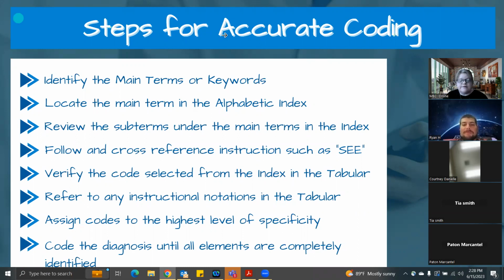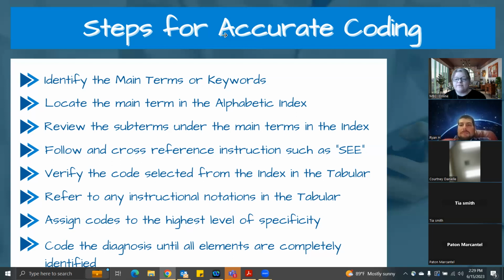All right, so very rarely is it going to be that exact code. That's why you don't stop at the alphabetic index. You never, never, never stop at the alphabetic index. Go to the tabular and verify, because like I said, it's few and far between where it's just going to lead you to one code and that's going to be it. There's not going to be any specifications that you need to hit under that, okay?